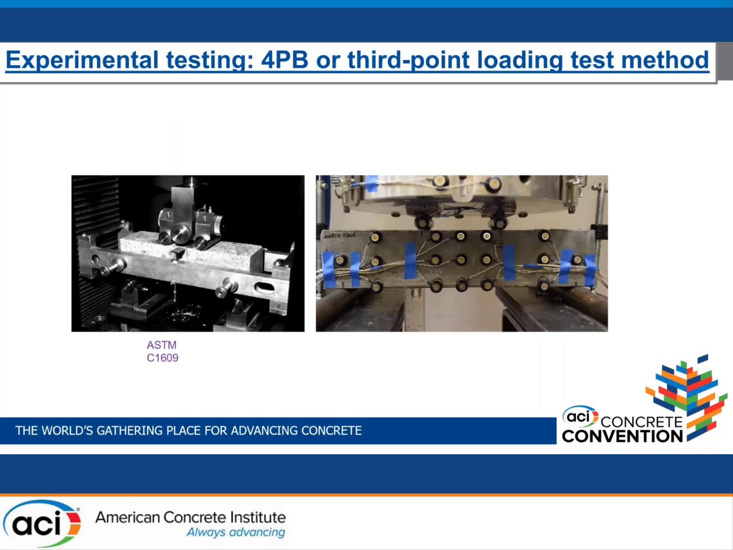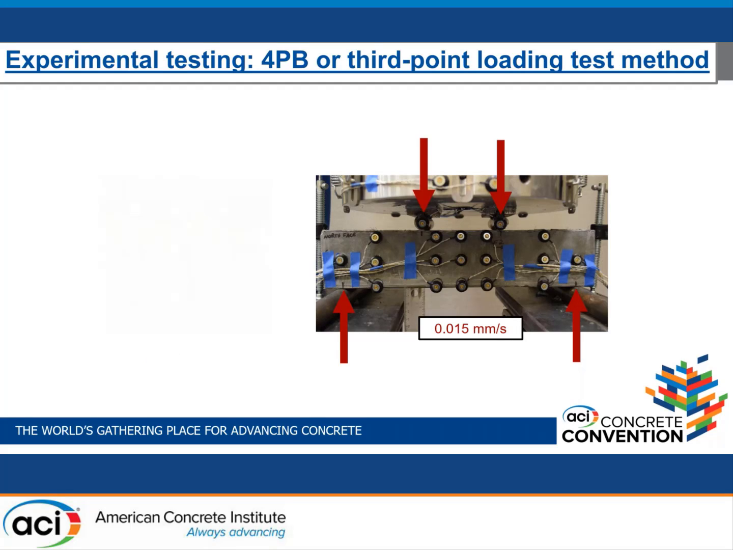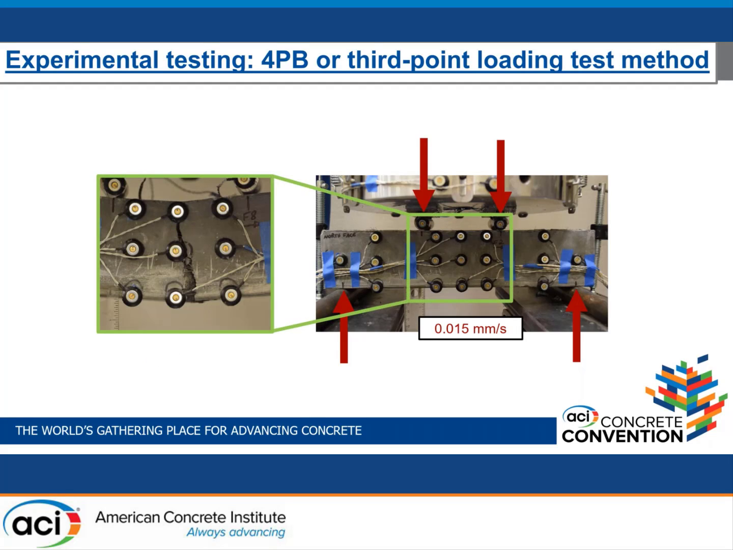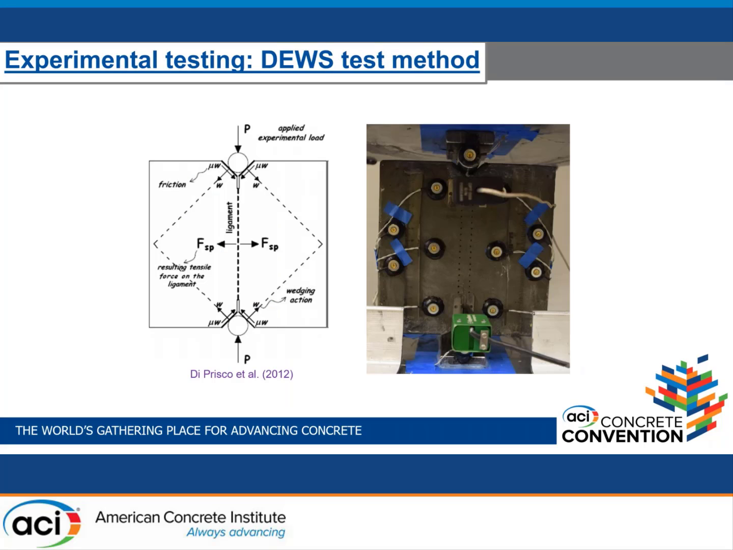The 4-point bending, or third-point loading, test method was adapted from ASTM C1609, and the loading points divide the span into thirds. We applied a constant displacement control of 0.015 millimeters per second, and typically our specimens failed in between the two loading points.